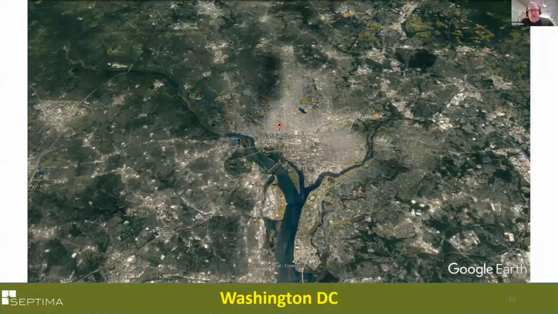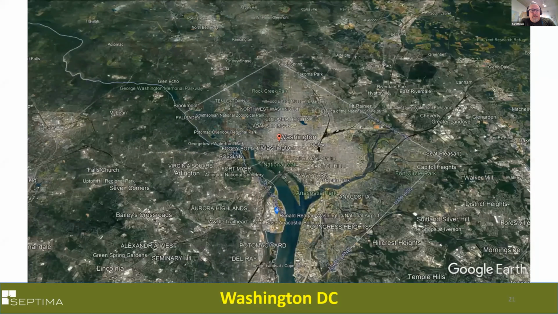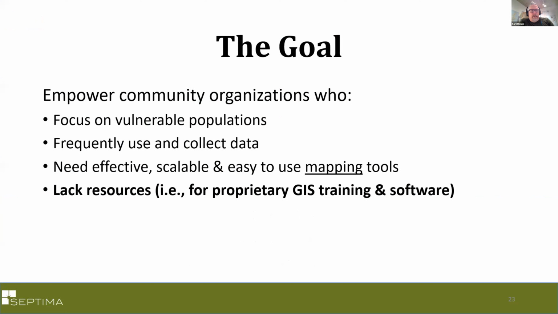So I flew to Washington, D.C., and basically put together a program called Community Health Maps for the National Library of Medicine. So this ran for 7 or 8 years. And then I'll tell you about the demise of this program, but it was quite successful. And the webpage is actually still up there.